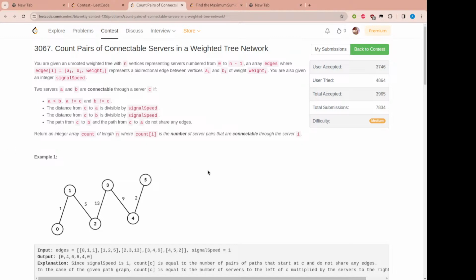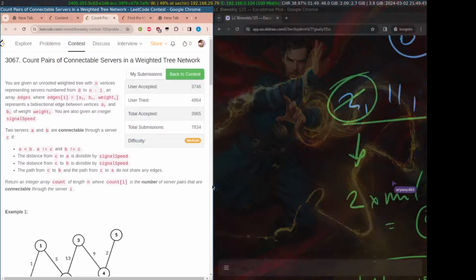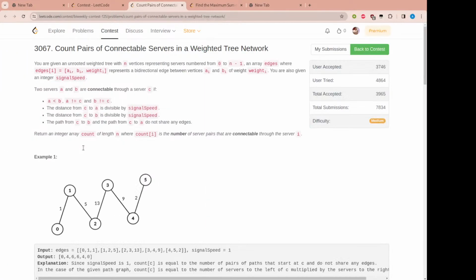Okay, third problem. The third problem says you are given an unrooted weighted tree with n vertices representing the servers, numbered from 0 to n-1. An array edges, where edges[i] is [ai, bi, wi], represents a bidirectional edge between vertices ai and bi of weight wi. You are also given an integer signalSpeed.